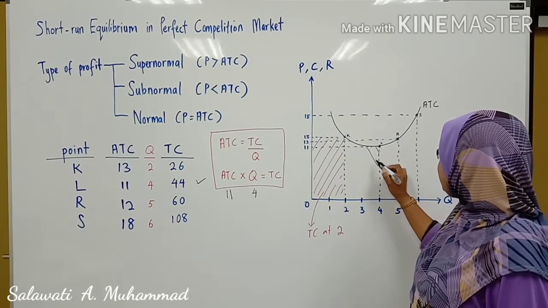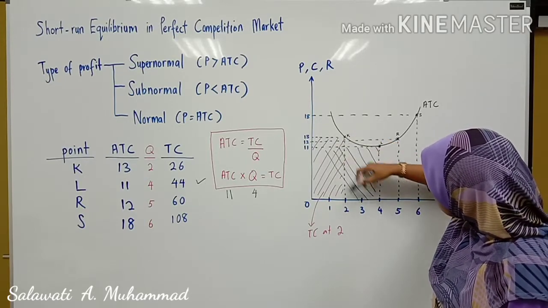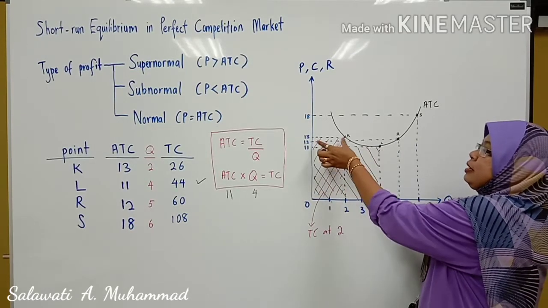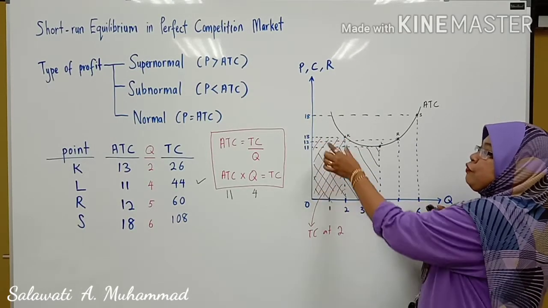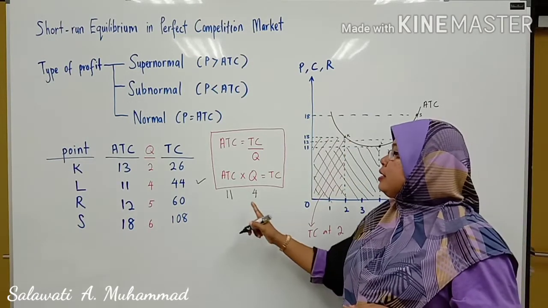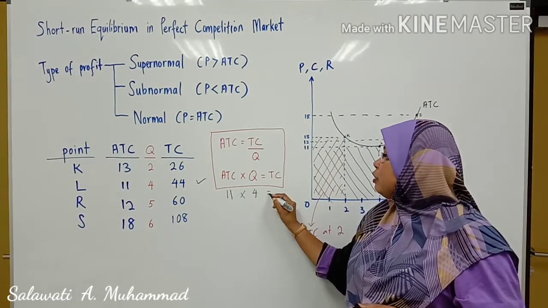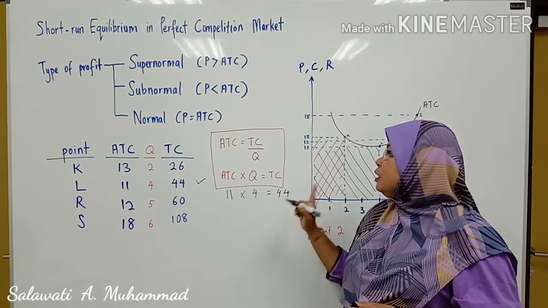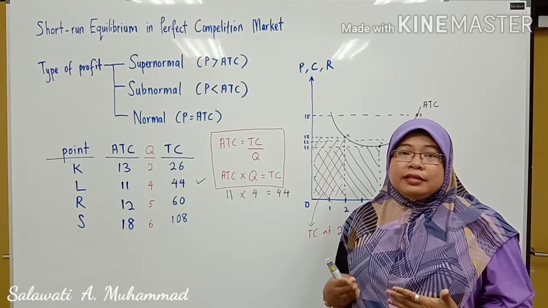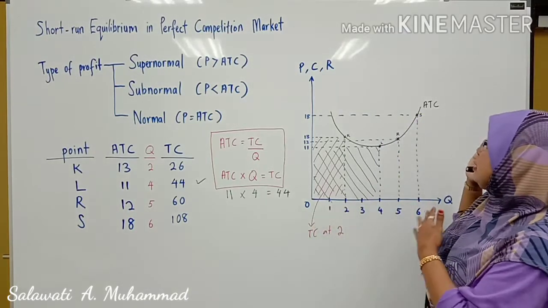We are actually trying to figure out the amount of a square box here. Yes, the amount is bigger than the box for K. When you calculate it, it becomes 44. 11 times 4 equals 44. This is total cost. That is how you identify total cost by using a diagram.